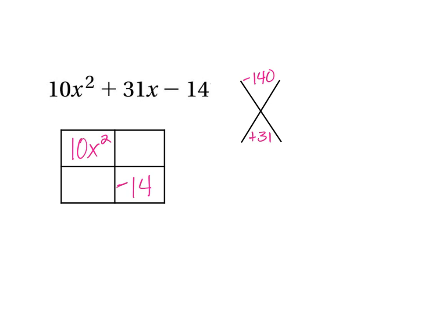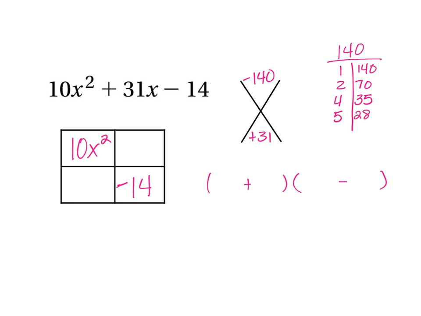So the product is negative, so that means we're going to need one of each sign. So we're going to need a positive and a negative. So we got to keep that in mind as we go through this. So our factors of 140, this is going to be tricky. So I have 1 and 140, definitely not what we need. 2 and 70. 4 and 35, 5 and 28, 7 and 20, and then 10 and 14.